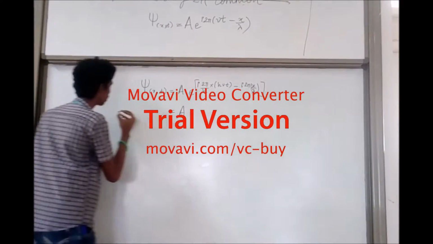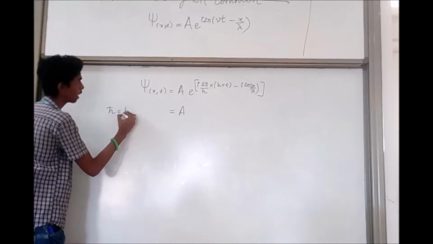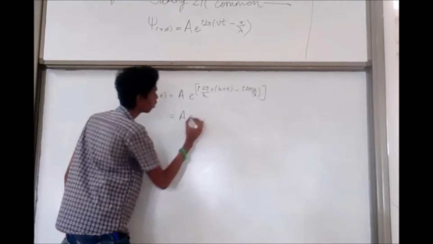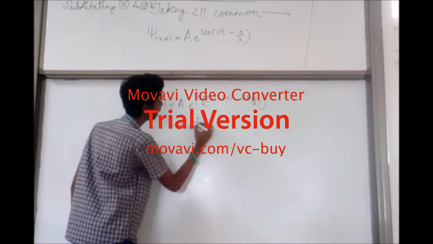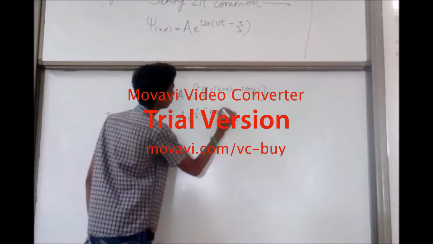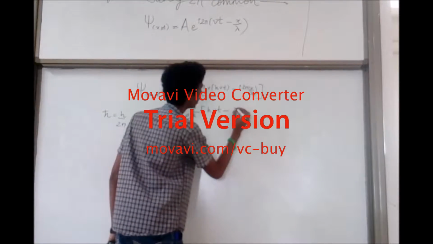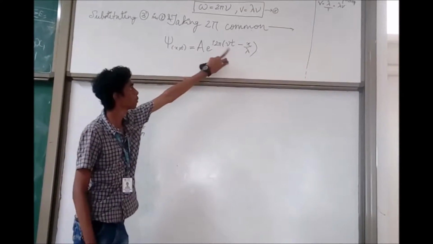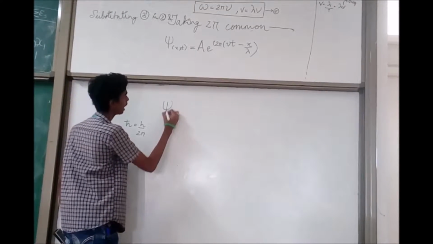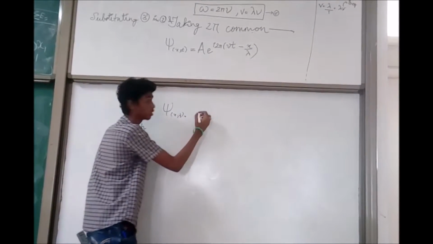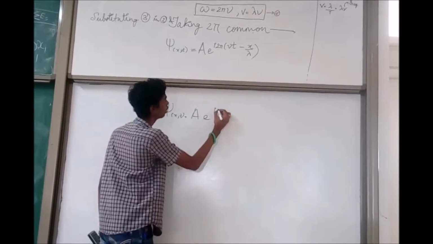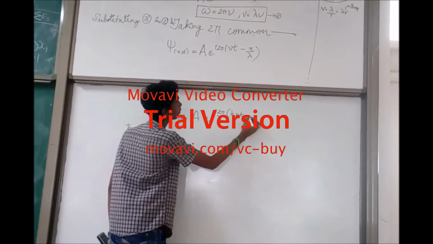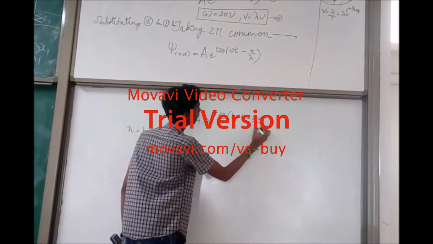As we know that h cross is equal to h by 2 pi. Hence, we can take this 2 pi below and form a new equation, which says i by h cross into (h nu t minus i 2 pi x by lambda) in the exponential part. We can multiply and divide by h. Hence, psi x of t equals A e to the power i 2 pi by h into (h nu t minus x h by lambda).